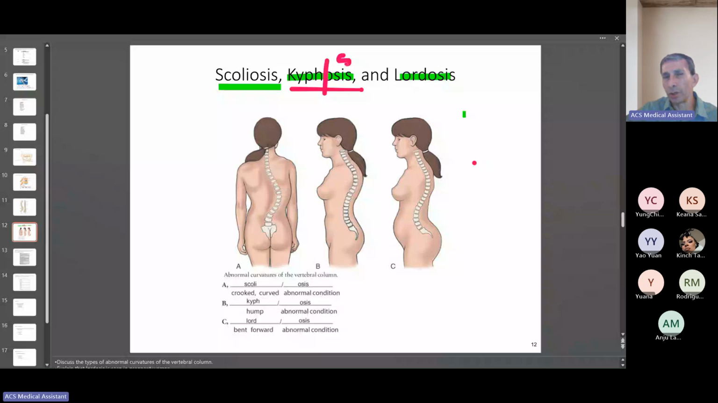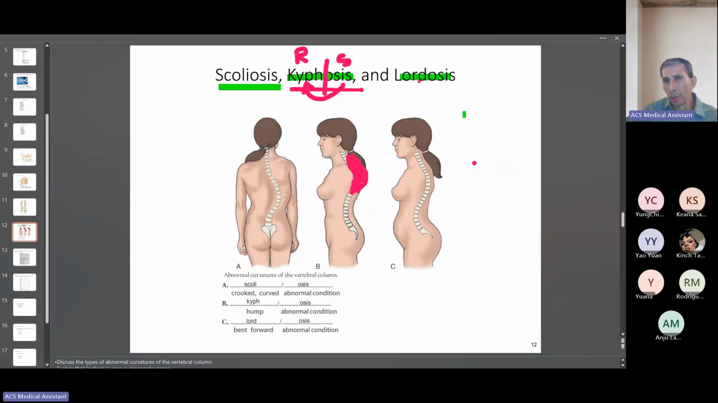Osis is an abnormal condition of what? Of the thoracic. So right here, if you look at this patient, this image, it has a hump right here on the thoracic. That hump protrudes right here on the patient's shoulder. So when you see someone walking with the head down and he has this hump on the shoulder, on the back, that's called kyphosis.